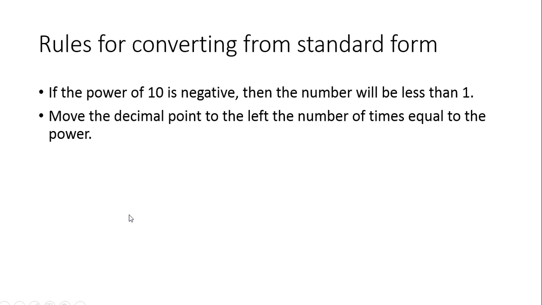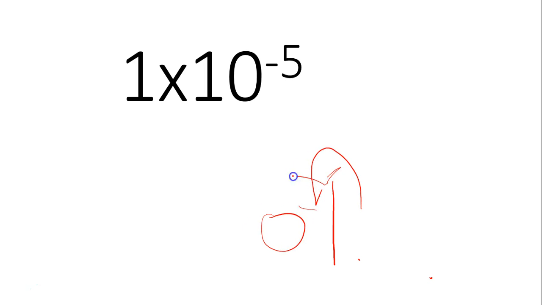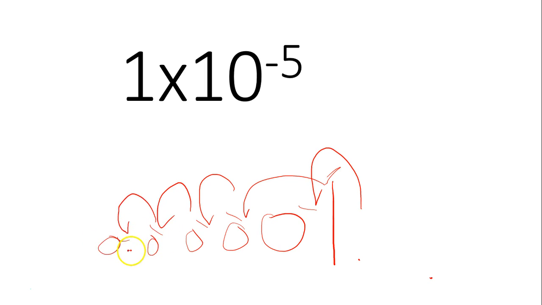If we're converting from standard form, and the power of 10 is negative, the number is going to be less than 1. We've got to move the decimal point to the left the number of times equal to the power. So here we have 1 times 10 to the minus 5. We write a 1 with a decimal place here. It's minus 5, so go 1, that's 1 zero. 2, 2 zeros. 3, 3 zeros. 4, 4 zeros. And 5, 5 zeros. So the decimal place should be here, so it should be 0.00001.